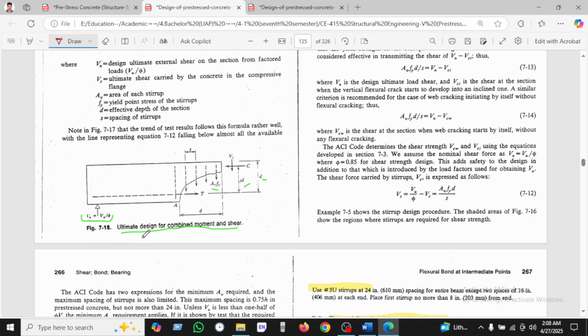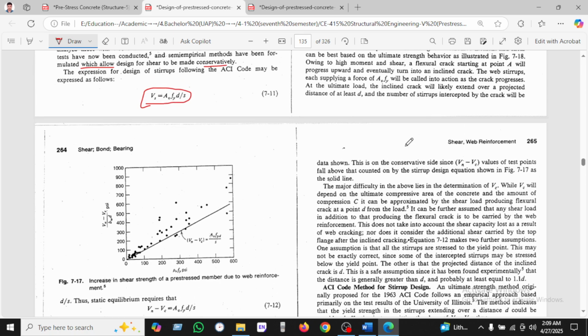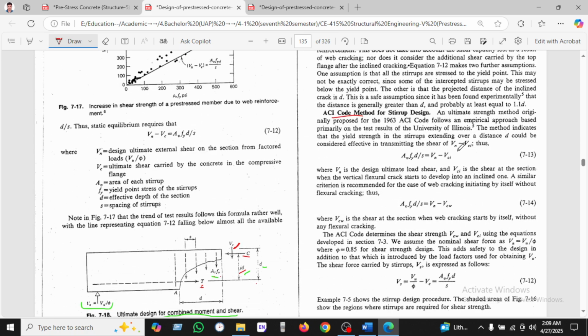So for the ultimate design for the combined moment and shear, we can see these are the nominal moment, which is the ultimate divided by phi, and we can see this is the spacing of the spiral bar, and this is the force. We can see stress. This is the stress. We can see area times force, and this is the tension force. This is the compression force, and this is the shear in concrete, and this is the lever arm jd, and this is the d.